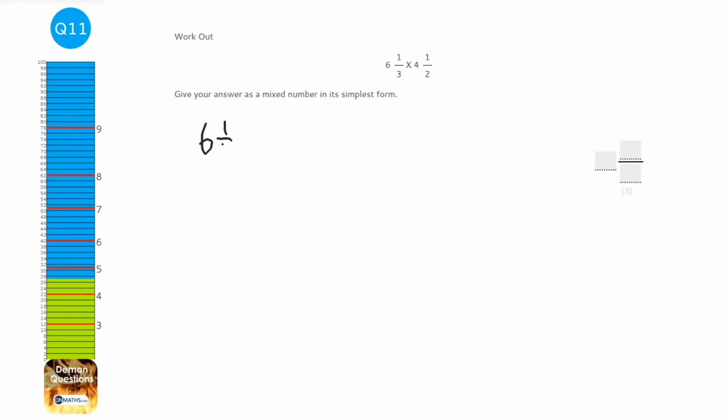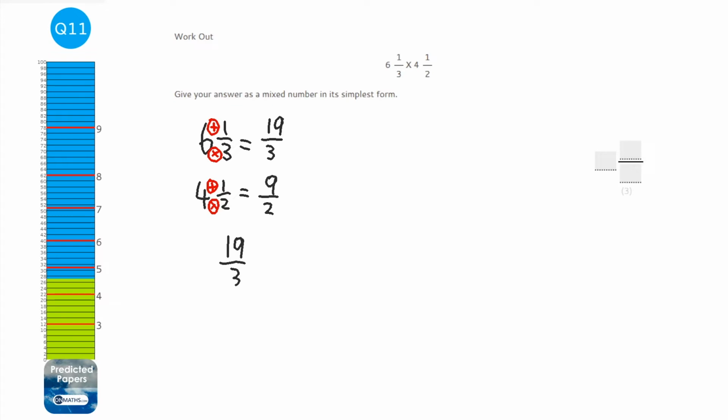So 6 1/3. To make it top heavy, you times by the bottom, and then that answer you add to the top, and then you keep the bottom the same. So 6 times 3 is 18, add the top is 19, but keep the bottom the same, so it's still over 3. So 4 1/2, we times by the bottom, which would be 2, and then add the top, which would be 9? So that equals 9 over 2. So we're going to do 19 over 3 times 9 over 2.